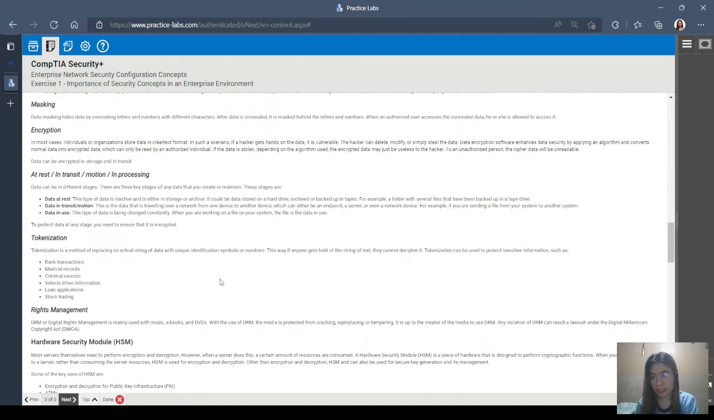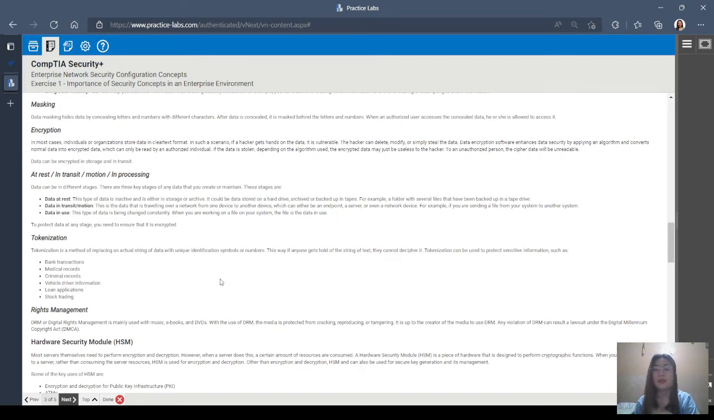This type of data is inactive and is either in storage or archive. It could be data stored on a hard drive, archive, or backed up on tapes. For example, a folder with several files that have been backed up on a tape drive.